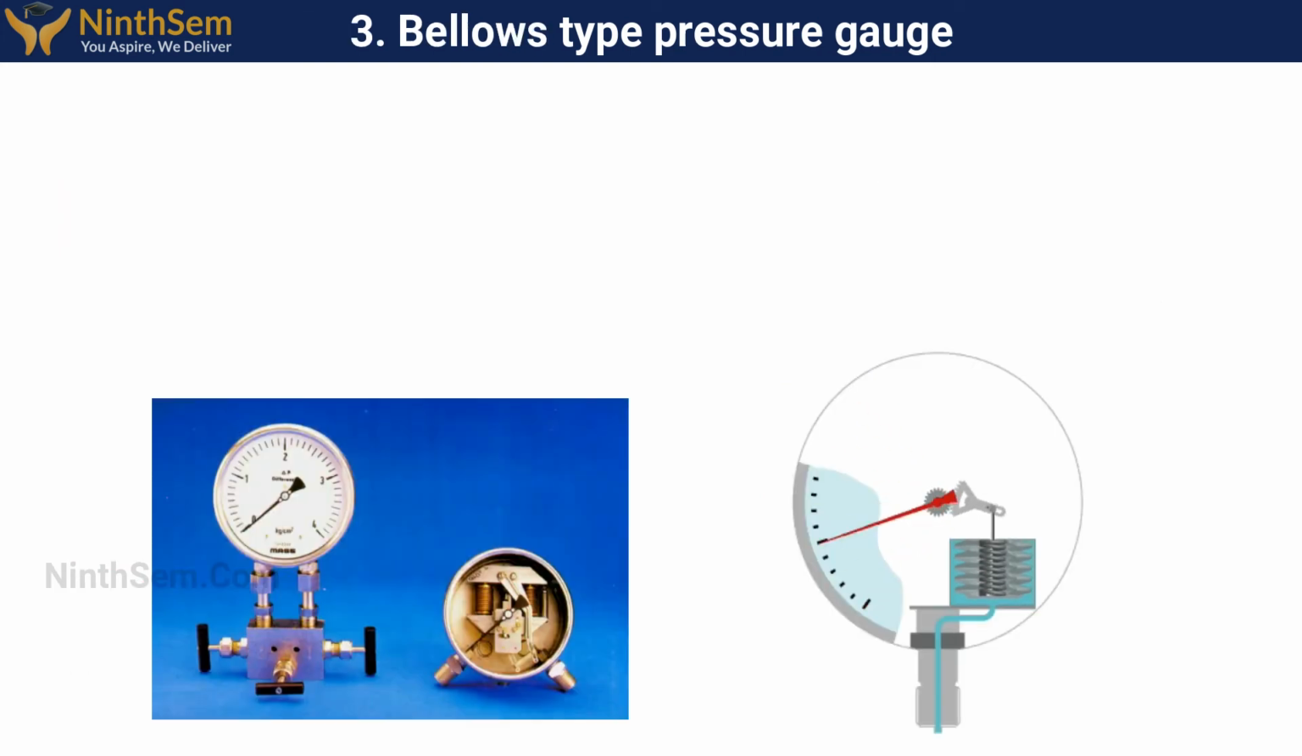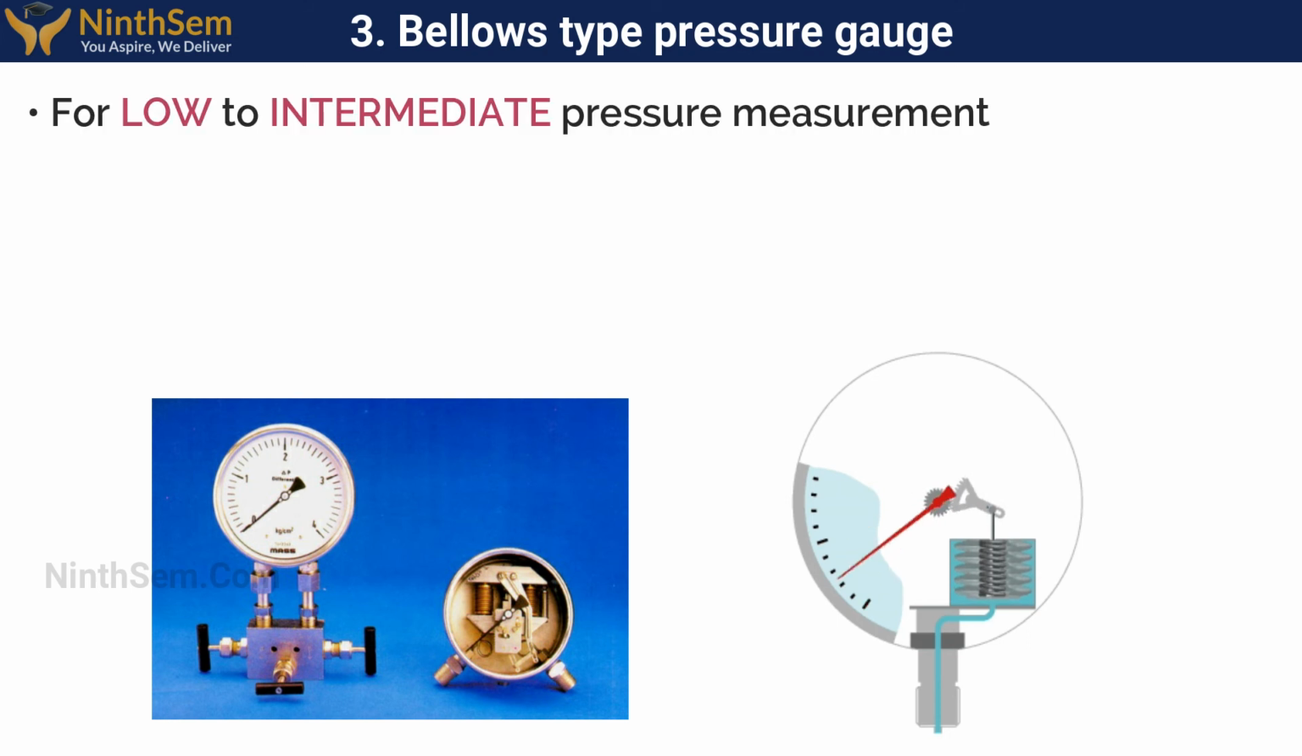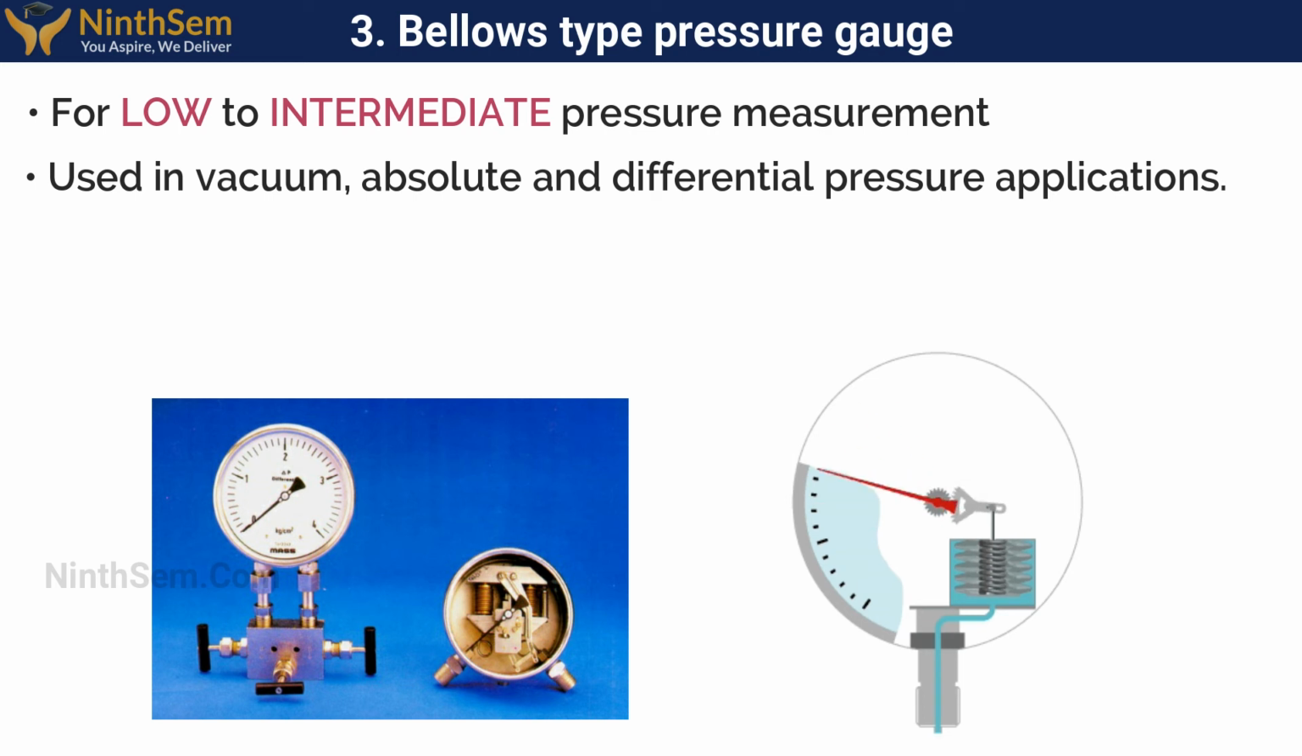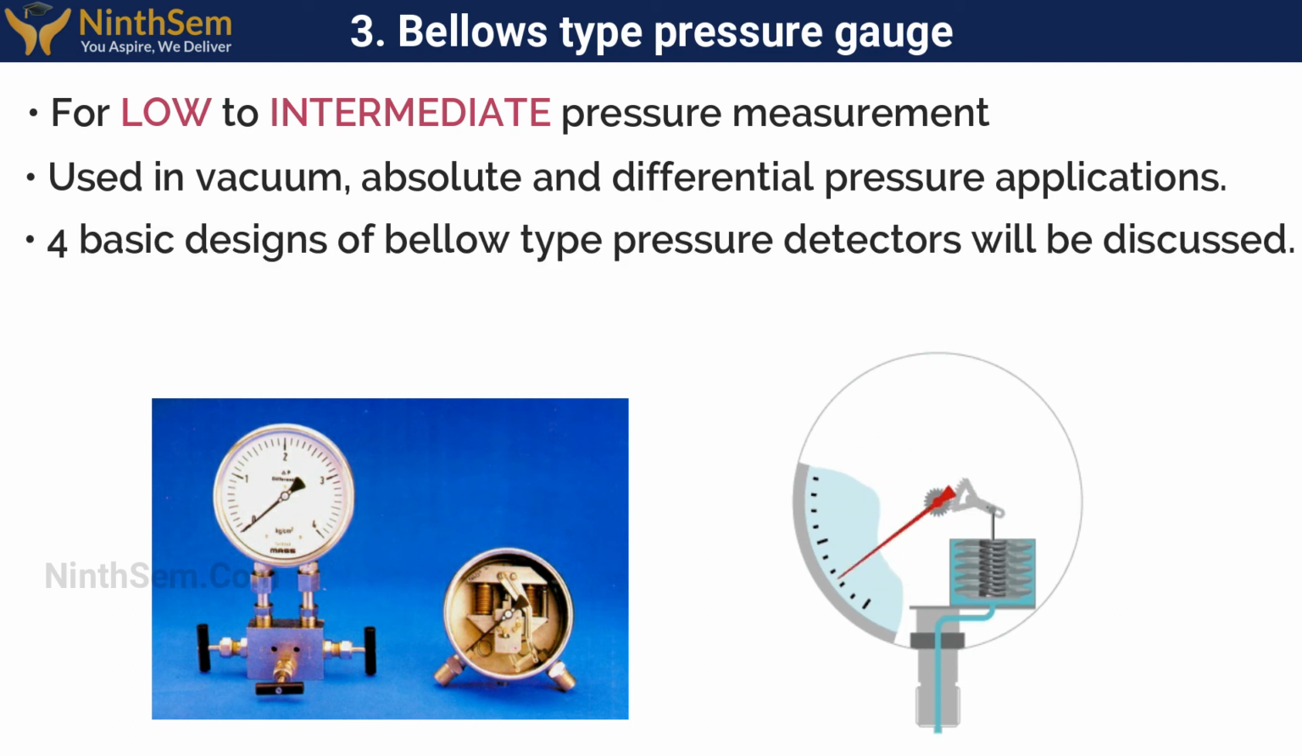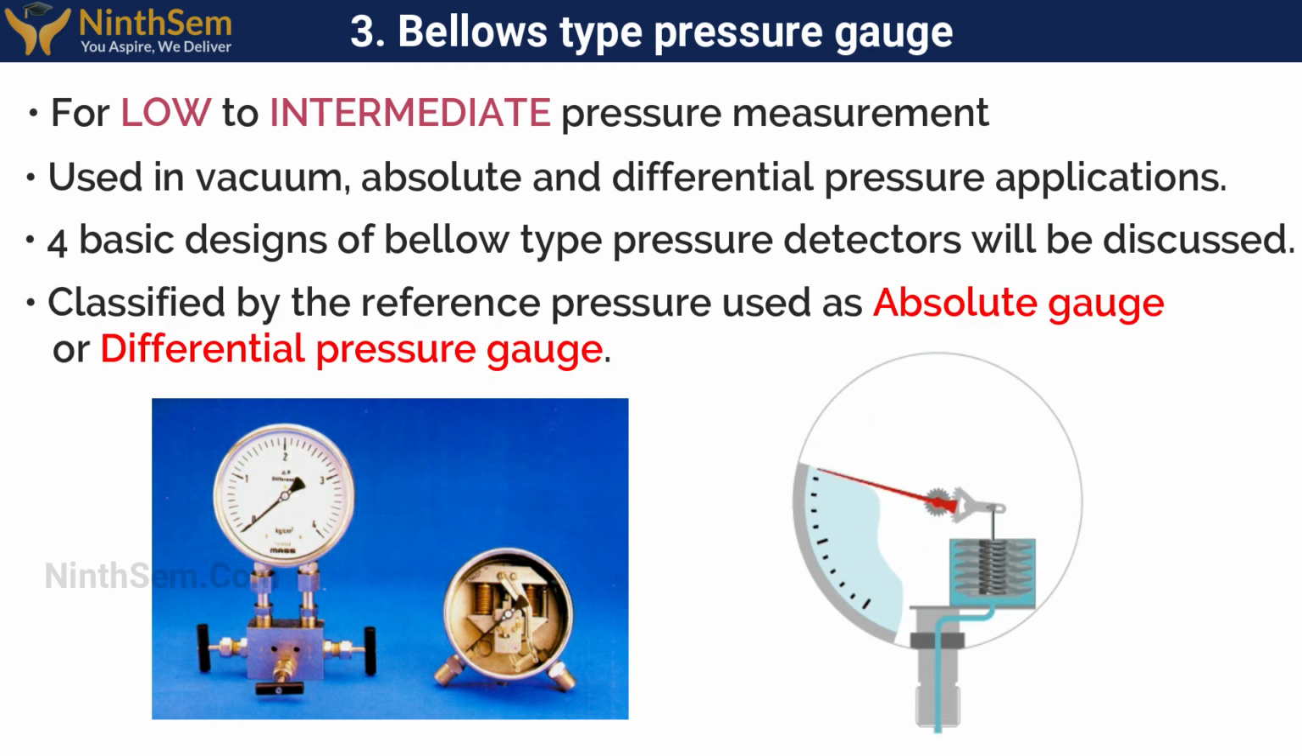Bellows type pressure gauge. Bellows type sensing elements are for low to intermediate pressures and they are used in vacuum, absolute and differential pressure applications. The bellows expands and contracts based on the pressure difference across the inside and outside of the bellows unit. Four basic designs of bellows pressure detector will be discussed. They are classified by the reference pressure used, mainly absolute gauge or differential pressure gauge.